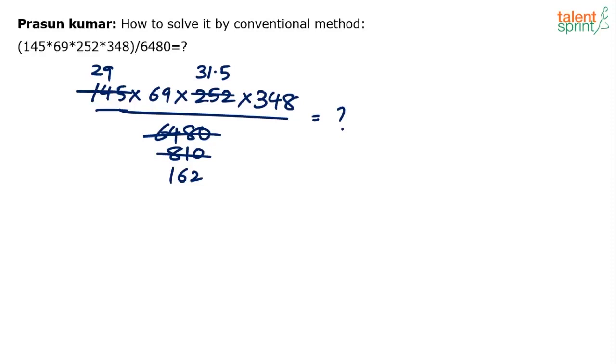What do you want to do? These are divisible. 162 is divisible by 9. What else is divisible by 9 here? 31.5 is divisible by 9, right? It is 3.5 times. So let's divide.